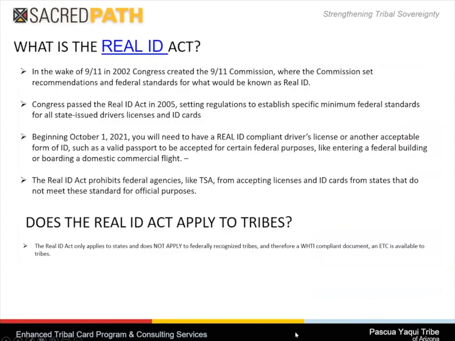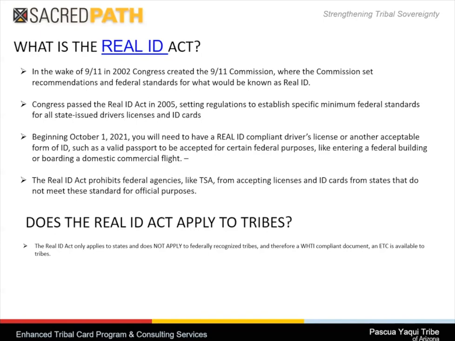Okay. So now that we've talked about the ETC and the WITI law behind it, what about Real ID and how does it tie into ETCs? We get asked the question, how does Real ID affect tribes? How do I make my tribal ID Real ID compliant?